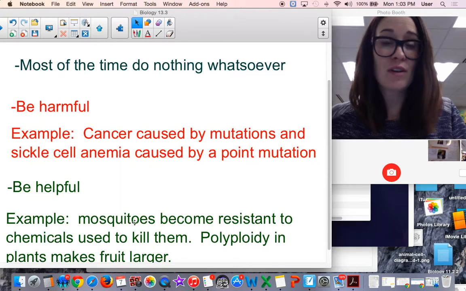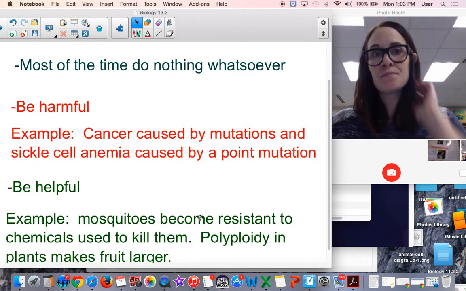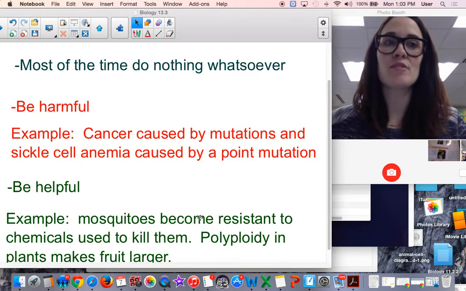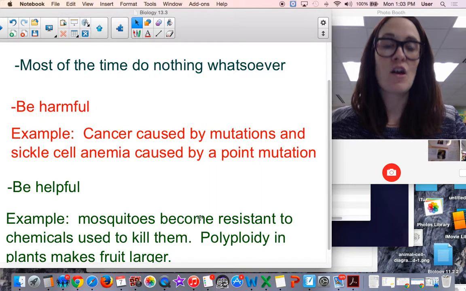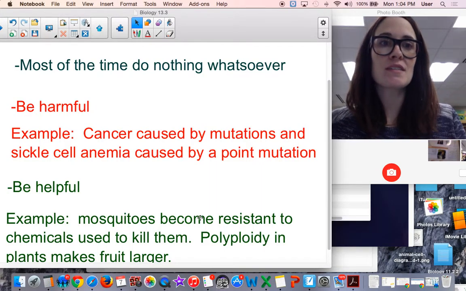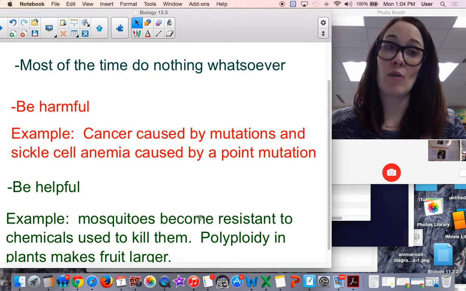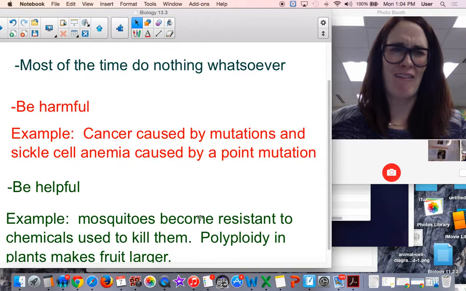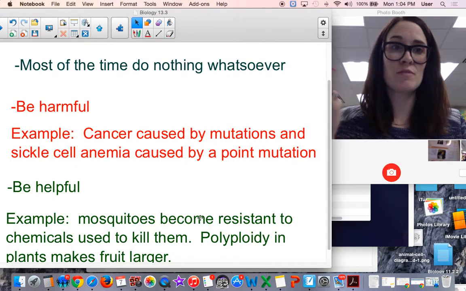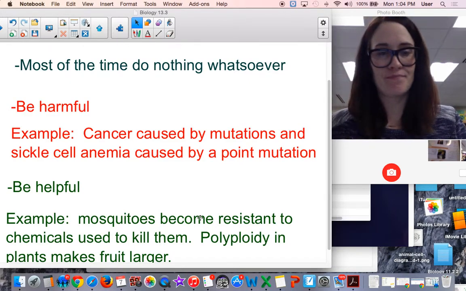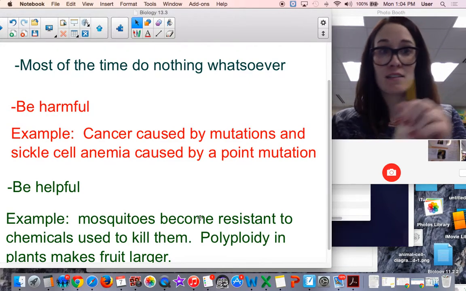All right? So, an example in animals: mosquitoes, actually many insects like mosquitoes, eventually become resistant, or they mutate to become resistant, to pesticides or chemicals that are used to kill them. Now, you might think that's not helpful, but if you think of it in terms of the mosquito or the insect, it's helpful to them because they can keep on living. So insect resistance to pesticides is an example of how a mutation can be helpful.